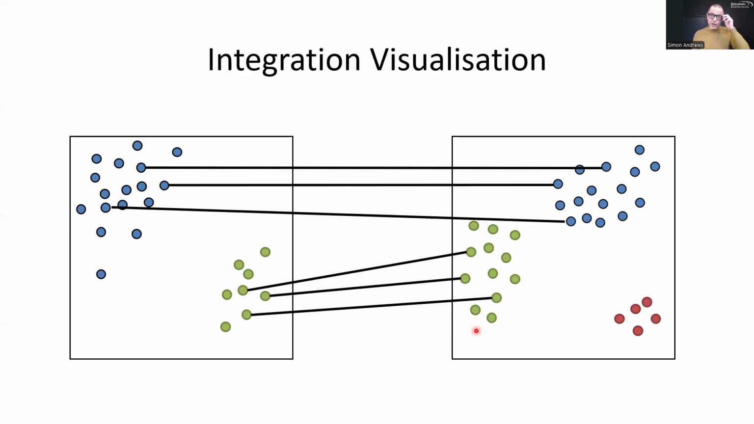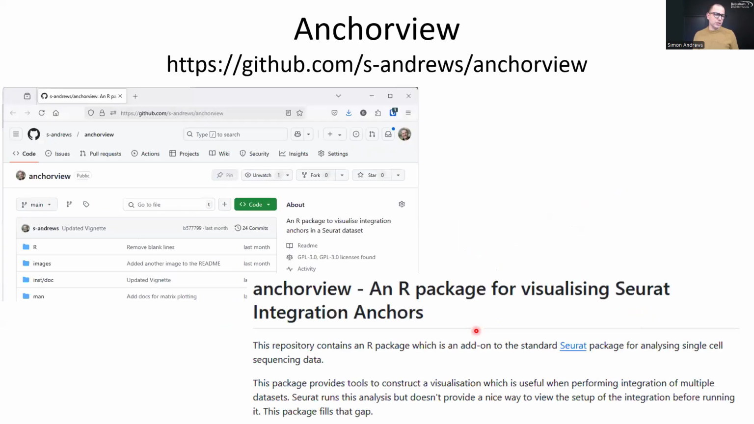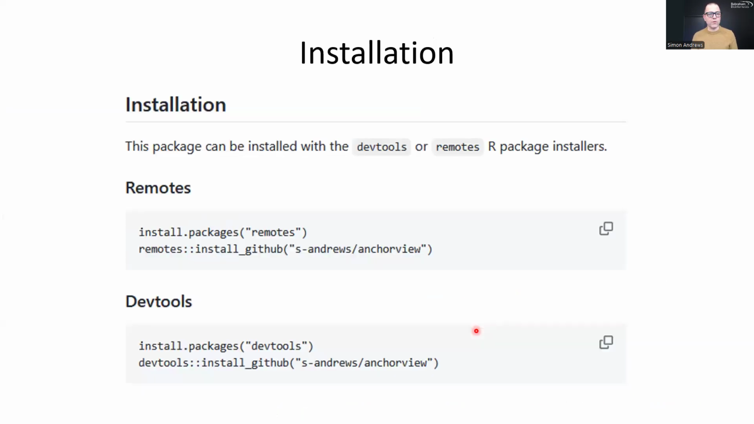The software that we're going to use for this is an R package called Anchorview. It's hosted on GitHub. The address is up here, and it sits on top of Seurat and provides some additional functions which work alongside the core Seurat functions to give you some new visualizations and some new methods that help with this.